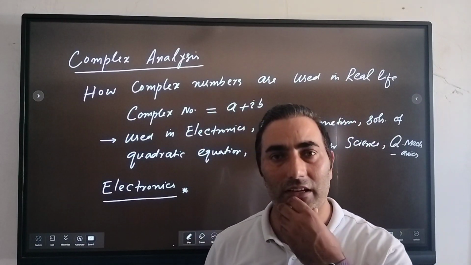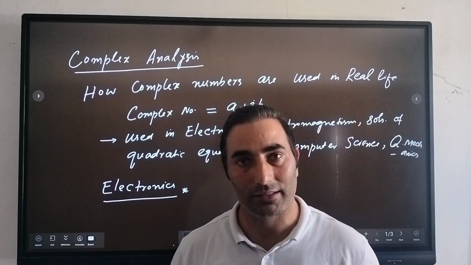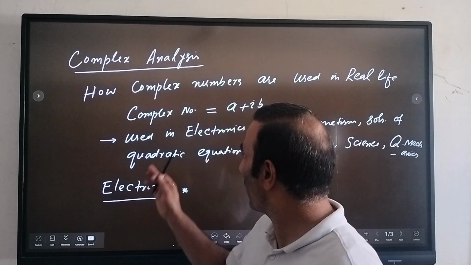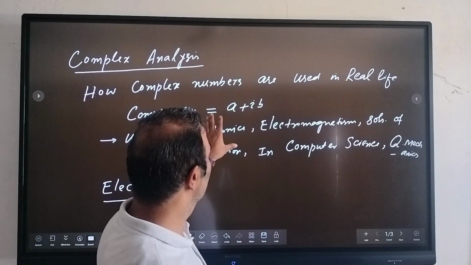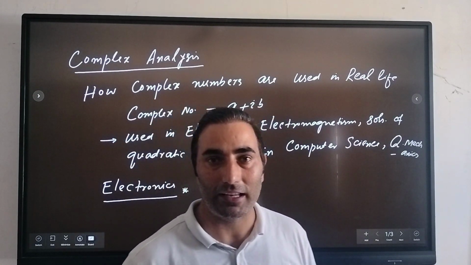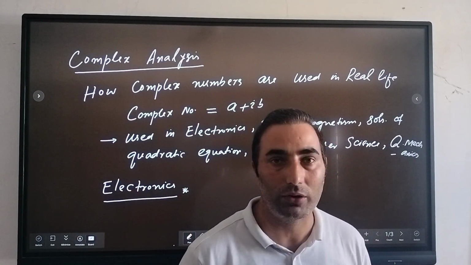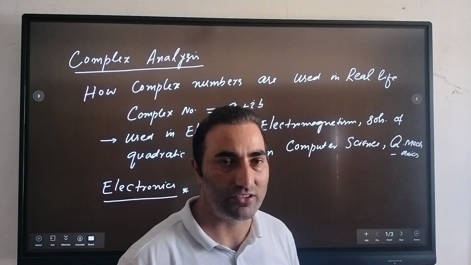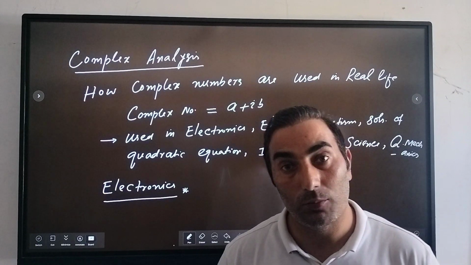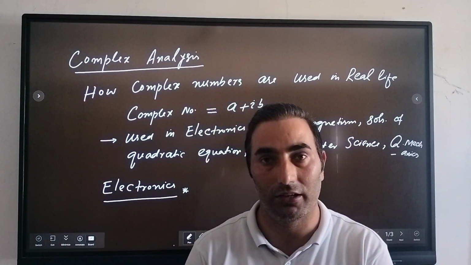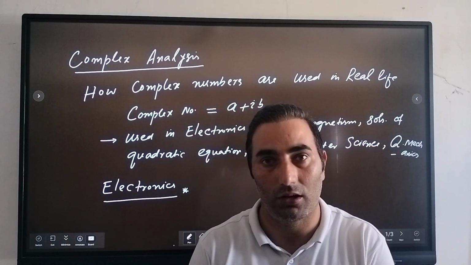It has many applications in different fields of science and technology. First, a complex number can be written as a plus iota b, where a and b belong to the real numbers, and iota is our imaginary number, right? So this is very clear. Now let's talk about the different applications in different fields of science and technology.